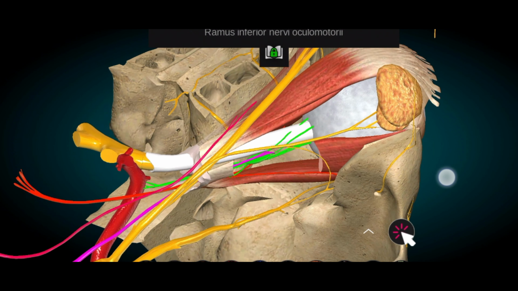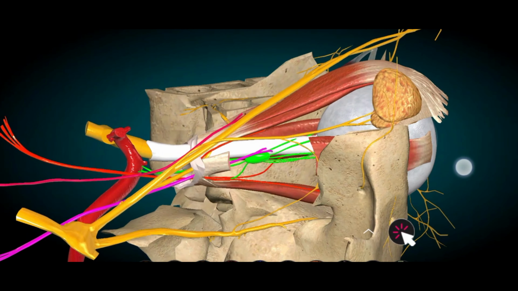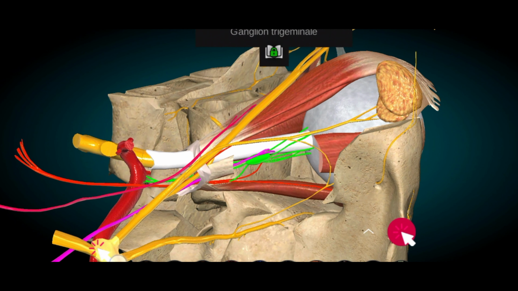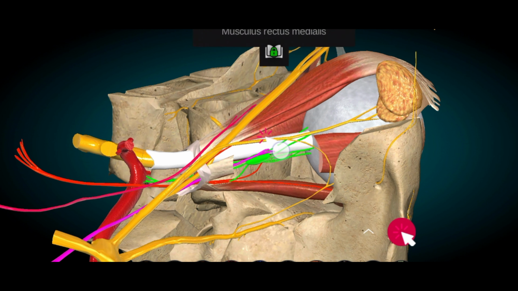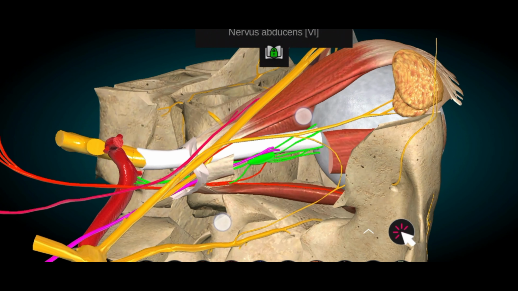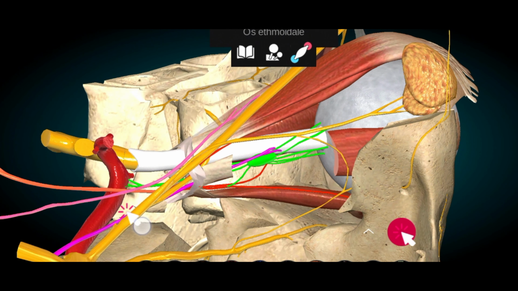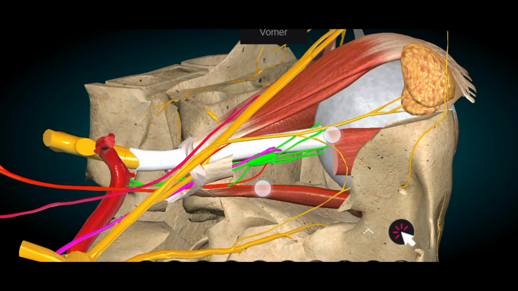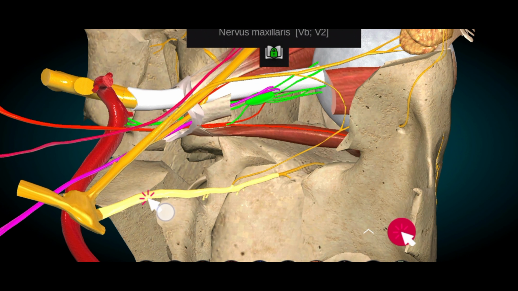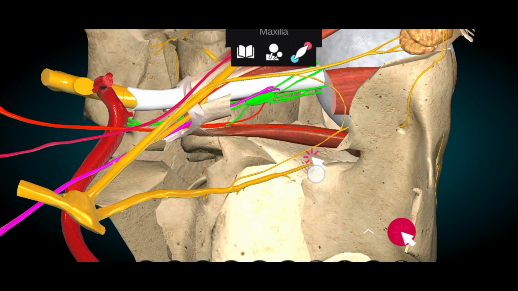Now here you can see the nervous supply of the eye. This is the trigeminal ganglion. These are the postganglionic fibers, and this is called the ophthalmic nerve. This is the internal carotid artery that I mentioned, and this is the maxillary nerve, which supplies the maxillary region.